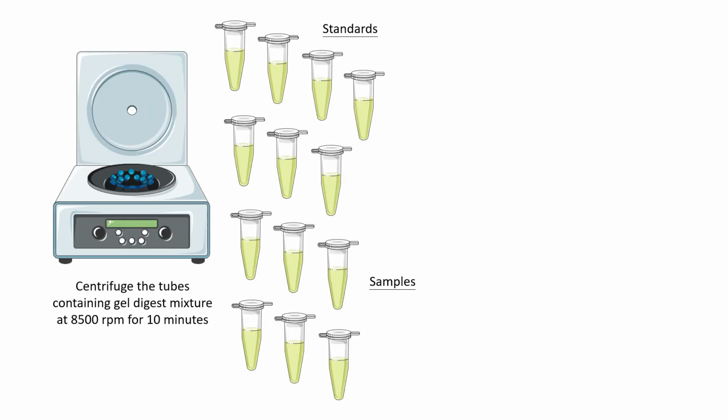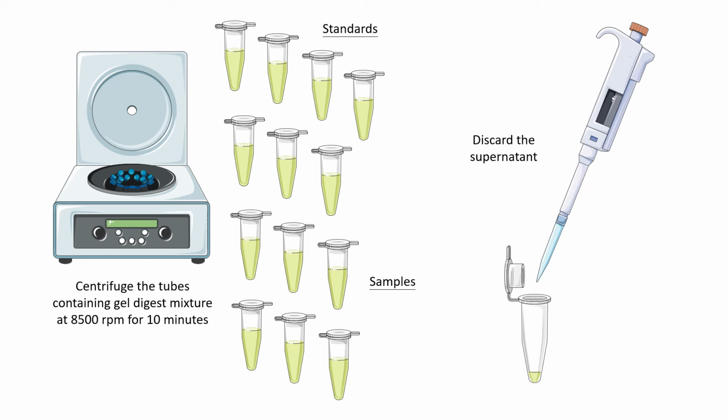So then the next day, the tubes containing our gel digest mixture will be centrifuged at 8,500 RPM for 10 minutes. We can safely then, at this point, discard the supernatant without disturbing that valuable pellet at the bottom of the tube. As can be seen here, the supernatant can be discarded.